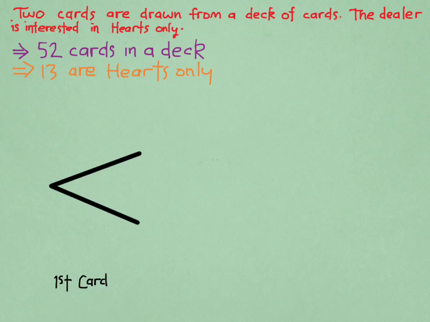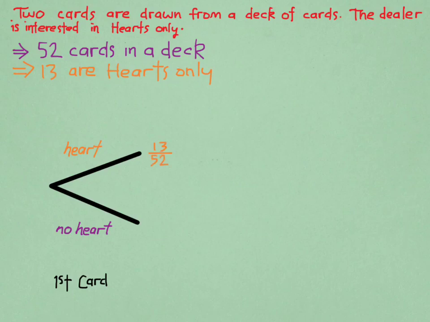Alright, so we're going to use a probability tree to illustrate the scenario. Let me start with this first branch. So we're going to deal with the first card that is drawn out, because remember, there are actually 2 cards that are drawn out. So the scenario here is either we have a heart or we don't have a heart.